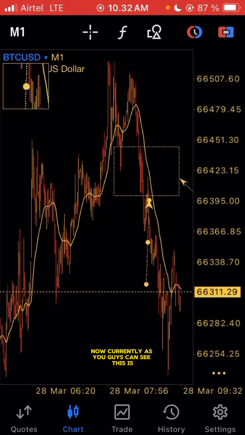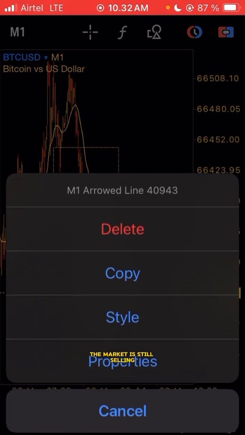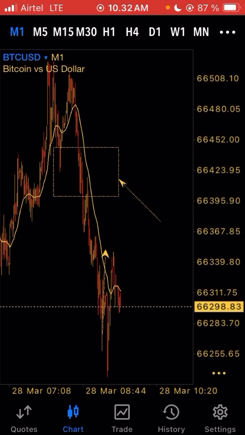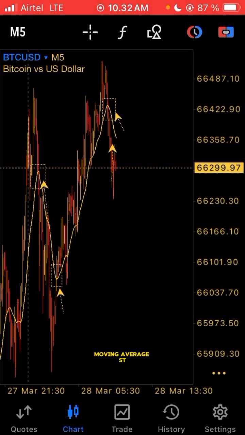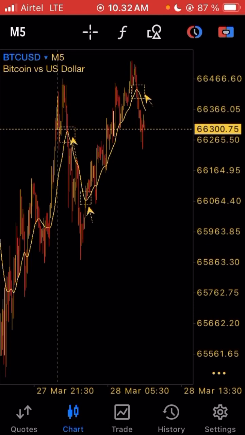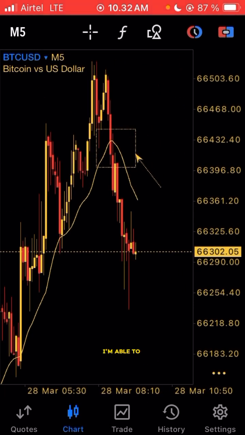Now currently, as you guys can see, I'm not backtesting, this is live, right? So this is the current market situation, and right now the market is still selling even as I'm making this video. So this is the ultimate strategy when it comes to a very simple moving average strategy to use. Very convenient, very easy. You don't need to stress yourself. You don't need to make the market too complicated. It's simple. With just 3 examples, I'm able to show you a strategy that you can use to help yourself out in terms of finance and also grow your account.